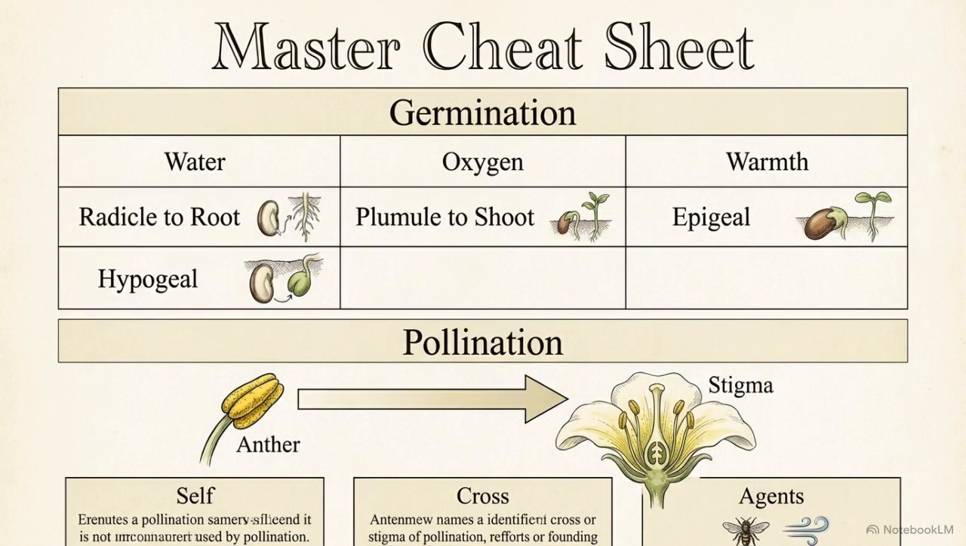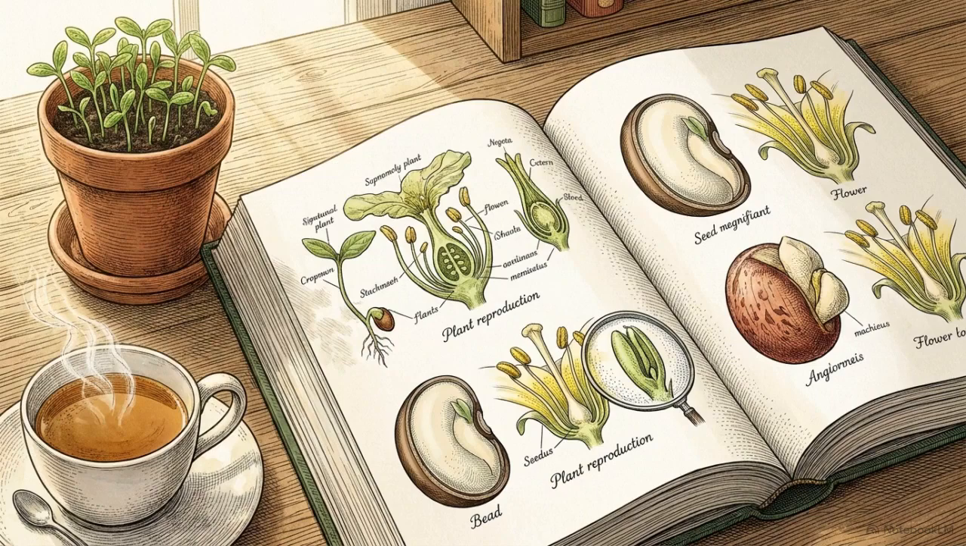This full-screen cheat sheet consolidates everything we've covered today. Take a screenshot right now and use it for your final exam review. This mental map of how plants reproduce and wake up allows you to navigate application-based questions on the WBCHSE exam. You've got this.